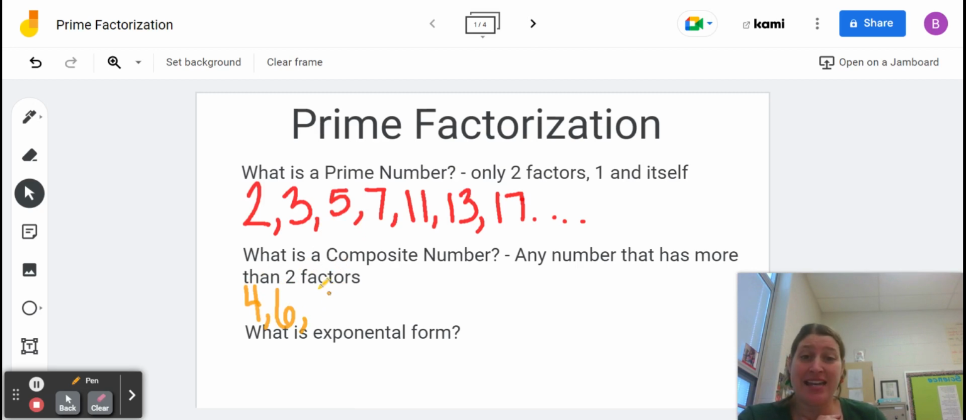So then I have 8, 9, 10, 11's prime, 12. So you get an idea. All these numbers have more than one set of factors. So 4, I can multiply 1 times 4 or 2 times 2. 6, I can multiply 1 times 6 or 2 times 3. 8, I can multiply 1 times 8 or 2 times 4. So all of these have multiple ways to multiply together to get them as a solution.